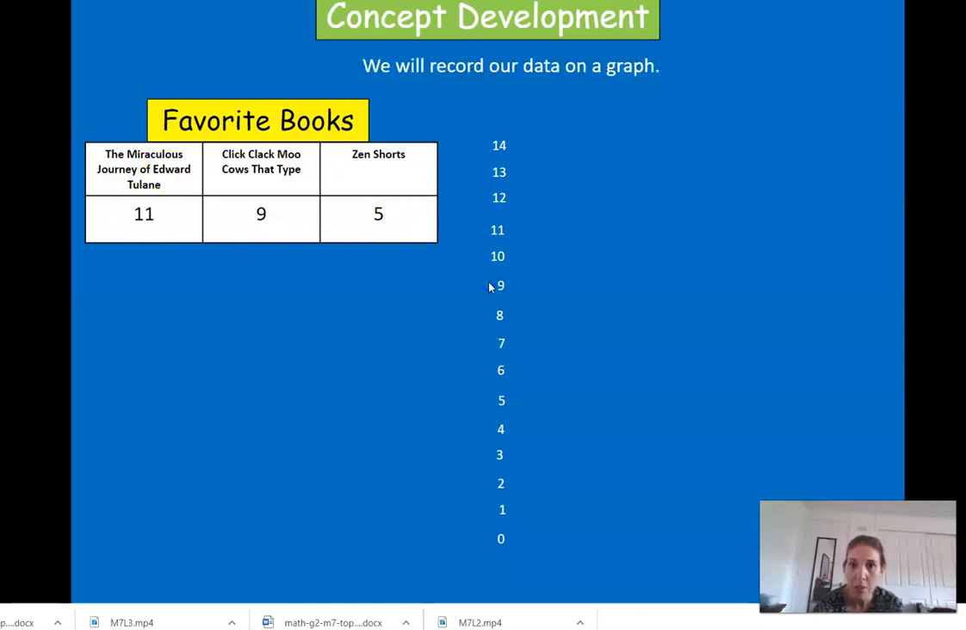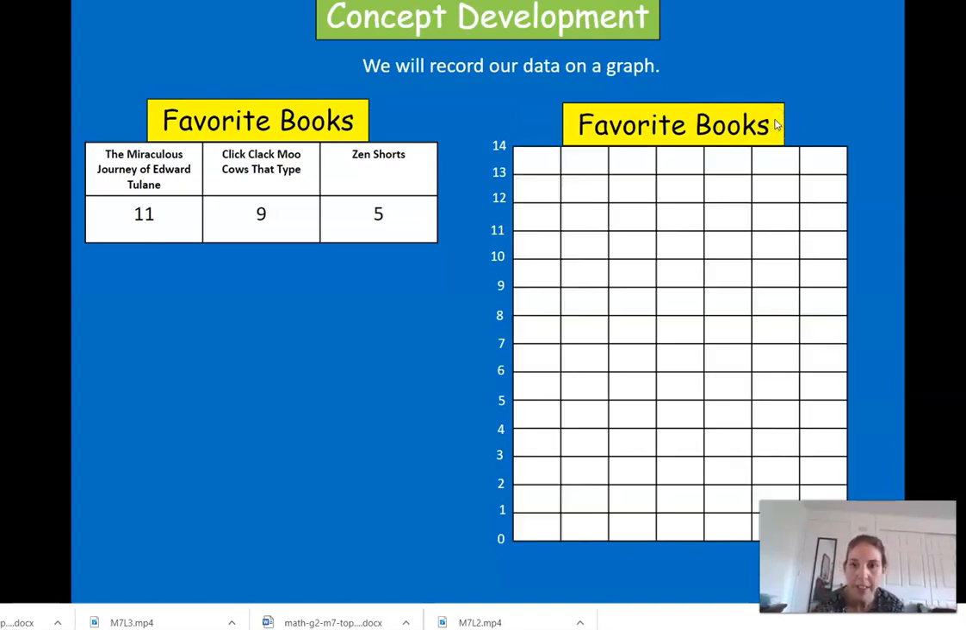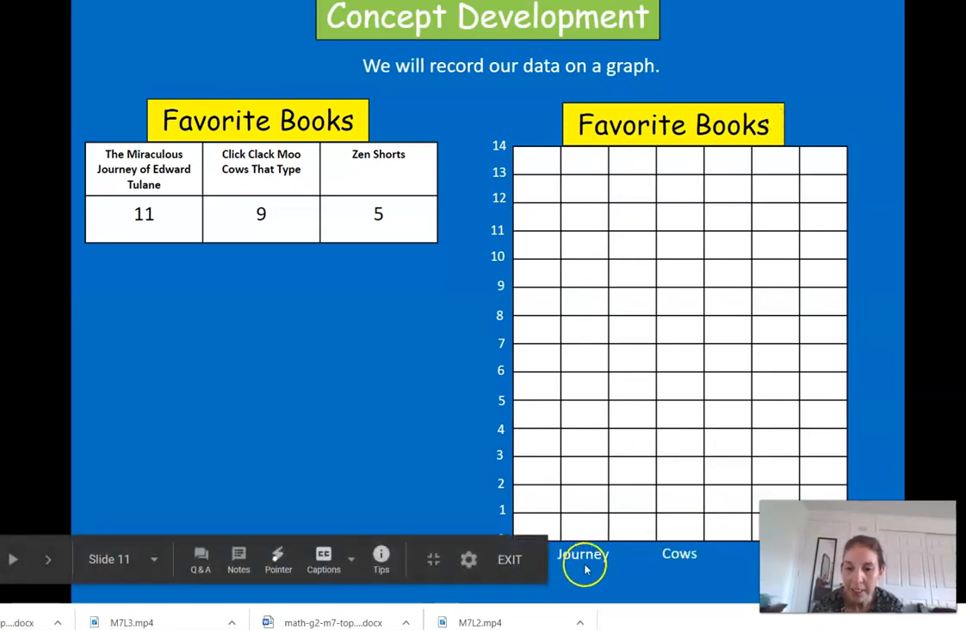Okay, so now we're going to record our data. And the first thing we need is a title. And look, they already gave us this title. We didn't even have to think of it on our own. We can just copy it right over there. So favorite books, that's the title of our graph. There's our chart. And now we're going to put the name of the books at the bottom. So we have Journey, we have Cows, and we have Zen.